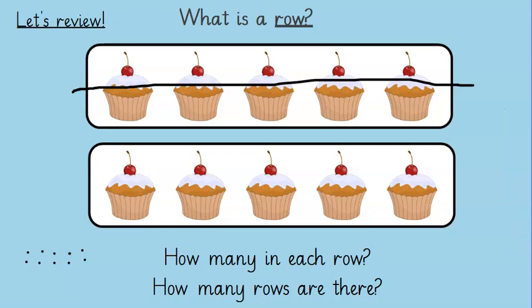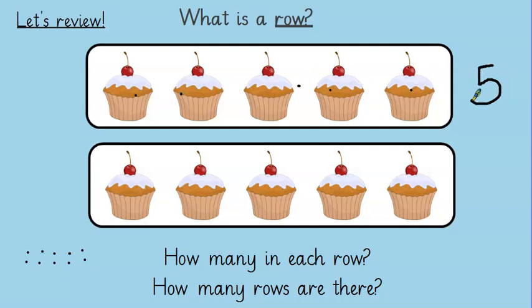How many are there in each row? There's 1, 2, 3, 4, 5 in each row. How many rows are there? There's 1, 2. 2 rows. 2 rows of 5.